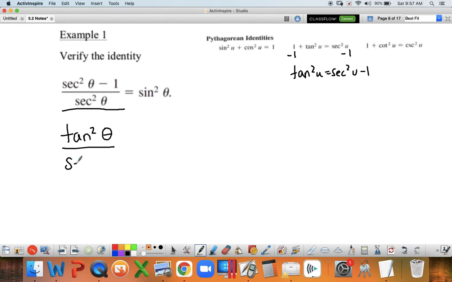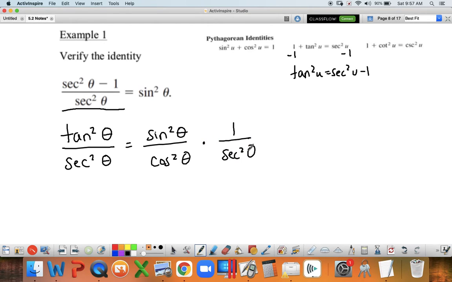So I have tan squared theta over secant squared theta. From here, maybe I want to think about, okay, can I get these in terms of sine and cosine? So let's take tangent squared theta, which is sine squared theta over cosine squared theta. I'm breaking this out. So there's my tangent, and I want to multiply by 1 over secant squared theta. Well, that's the same thing as saying cosine squared theta.